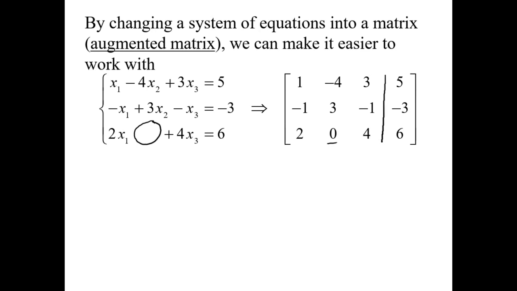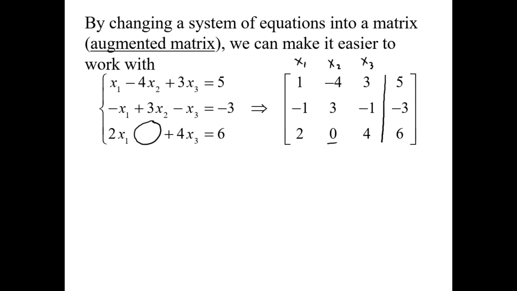Also, it's worth noticing, and this will become useful later on. Notice that this first column represents all of the x1 coefficients. The second column represents the x2s. The third column represents the x3s. So it's just worth remembering that. Also, please note, and this is really important, you don't put any variables in a matrix.